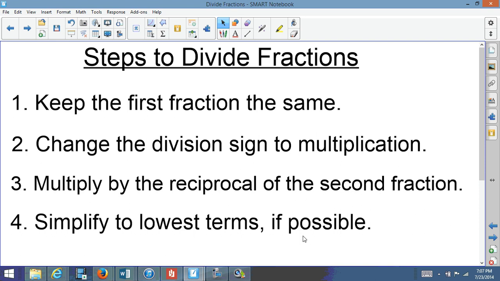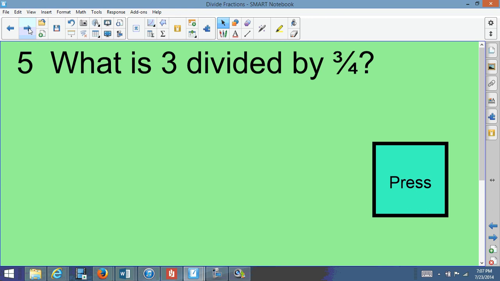Somewhere along the line you may have heard of that chicken place, Kentucky Fried Chicken, or KFC, which is the acronym we use for Keep, Change, Flip to remind us how we divide fractions.